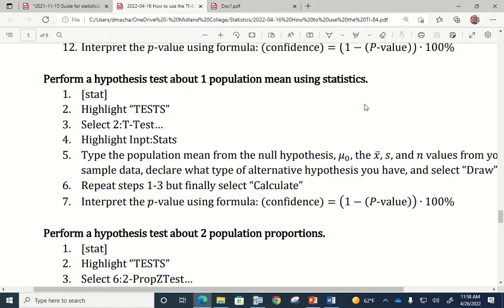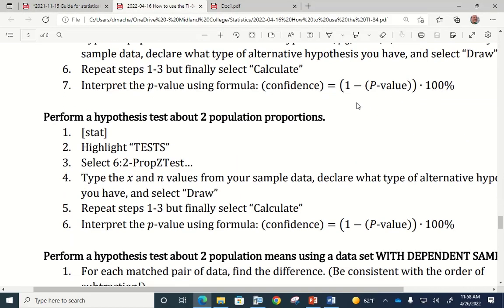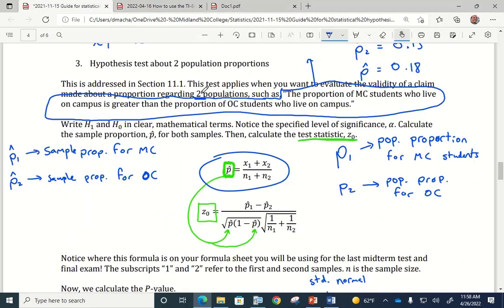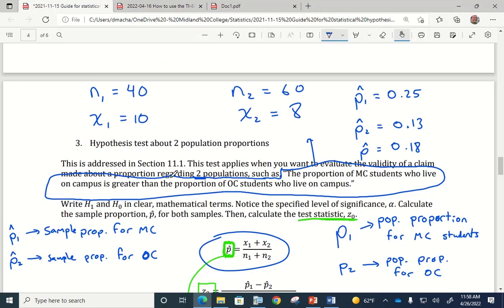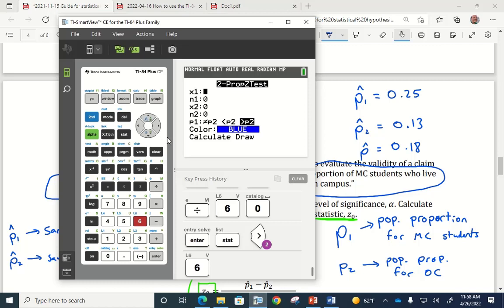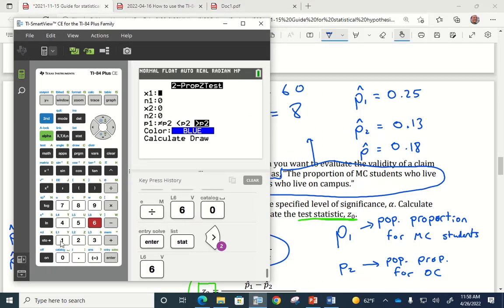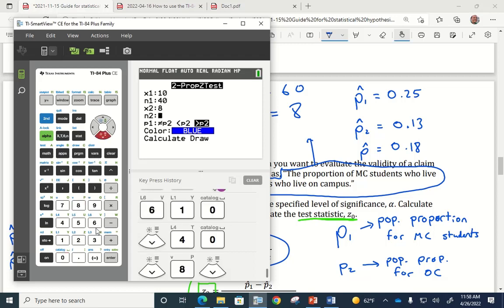X1 was back here. X1 is 10, N1 is 40, X2 is 8, and N2 was 60.